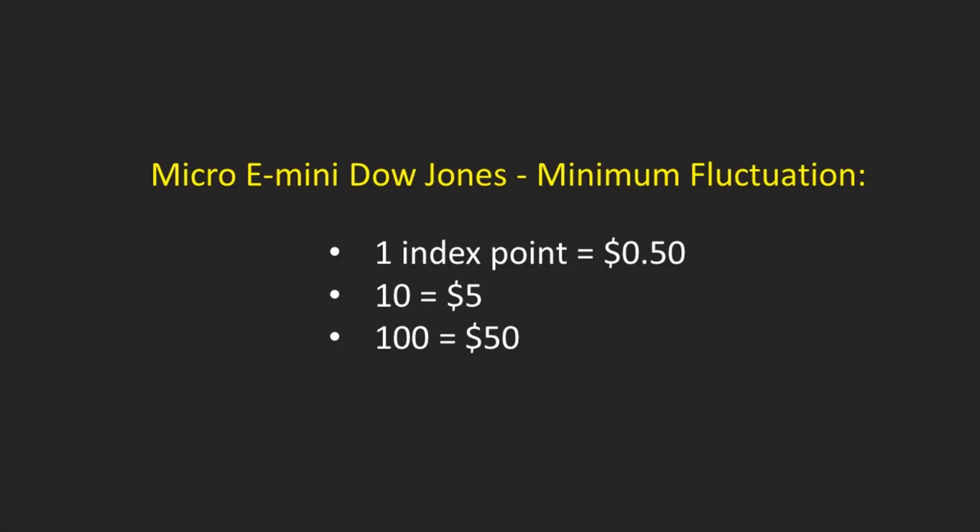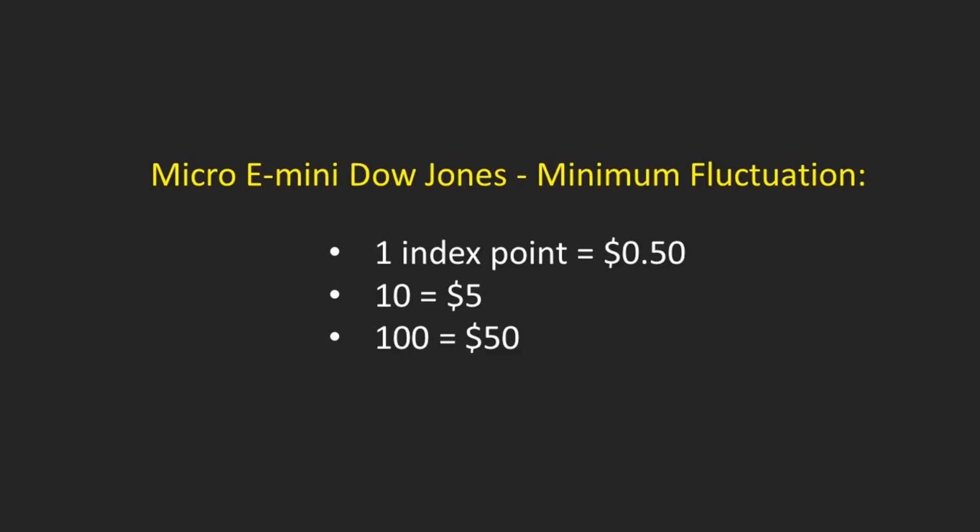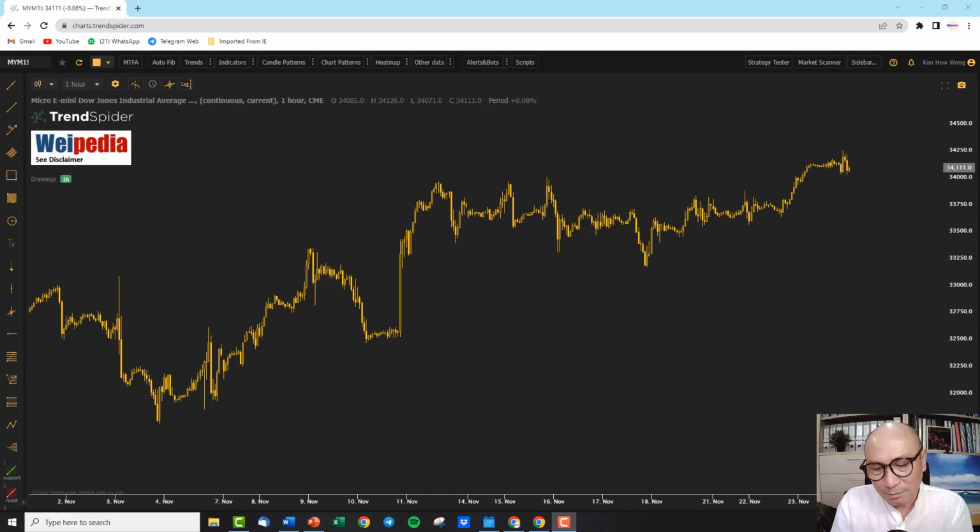First, we have to understand the minimum fluctuation. It states that 1 index point is worth 50 cents US dollars. It means that every 10 points is equal to 5 US dollars, and every 100 points is 50 US dollars. Now, how is this important? Because it will help me to track my profit and my potential losses. Each time I make 100 points profit, it means 50 US dollars for me. I've included more details and examples below. You can read more into it.